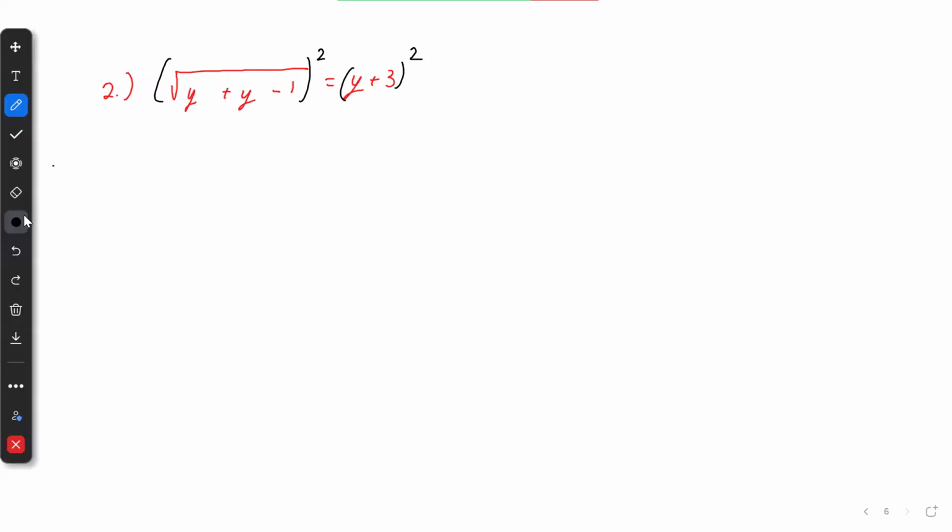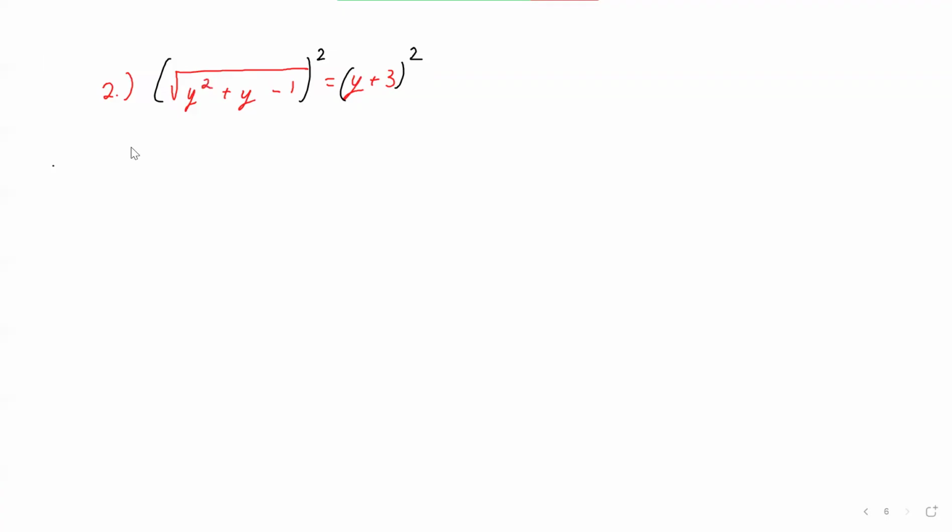So I'm trying to solve for y. Now that I have the radical by itself, I want to get rid of the square root. So to get rid of the square root, I'm going to square it. But if I square it to get rid of it, I also have to square the right side as well. So now I'm just left with y squared plus y minus 1.